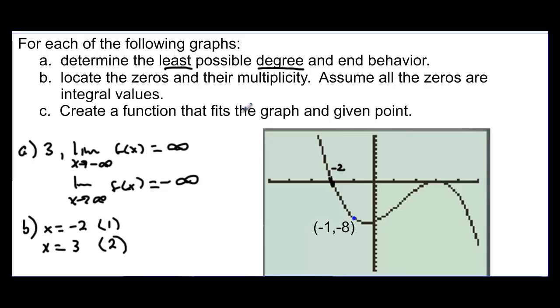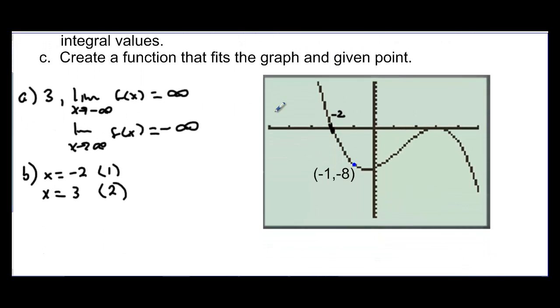Letter C, create a function that fits the graph and the given point. The given graph has zeros at negative 2, which is going to count once, and zeros at 3, which we count twice. So in letter C, f of x is equal to k times x plus 2 times x minus 3 squared. And we need the k so that we can get this graph to pass through the point negative 1, negative 8 and have the zeros that are given here on the graph.